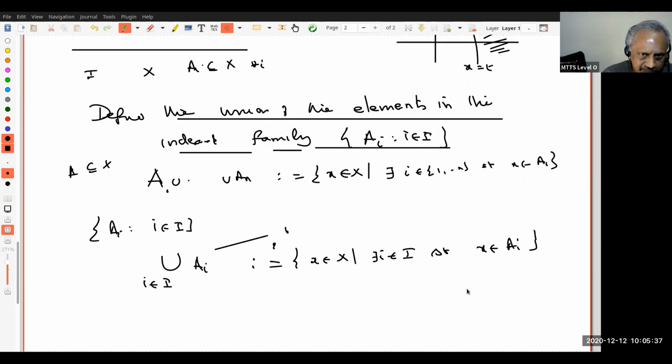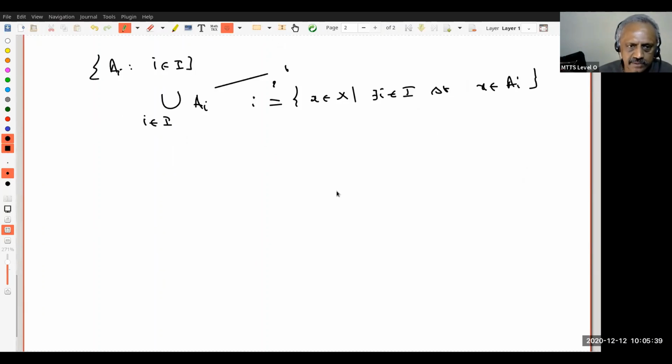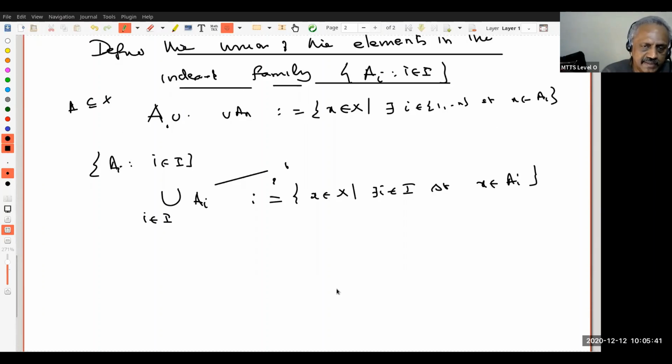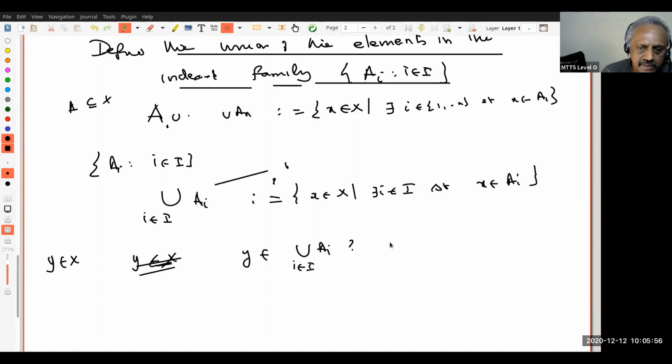Whenever you define a set, the first thing you should do is ask questions. I give you a y in X. What does it mean to say y is in the union of A_i, i in I? The meaning is that there is a j in I, you can also call it i, I don't care, such that y belongs to A_j. You understand that? That is the meaning of y belonging to the union.